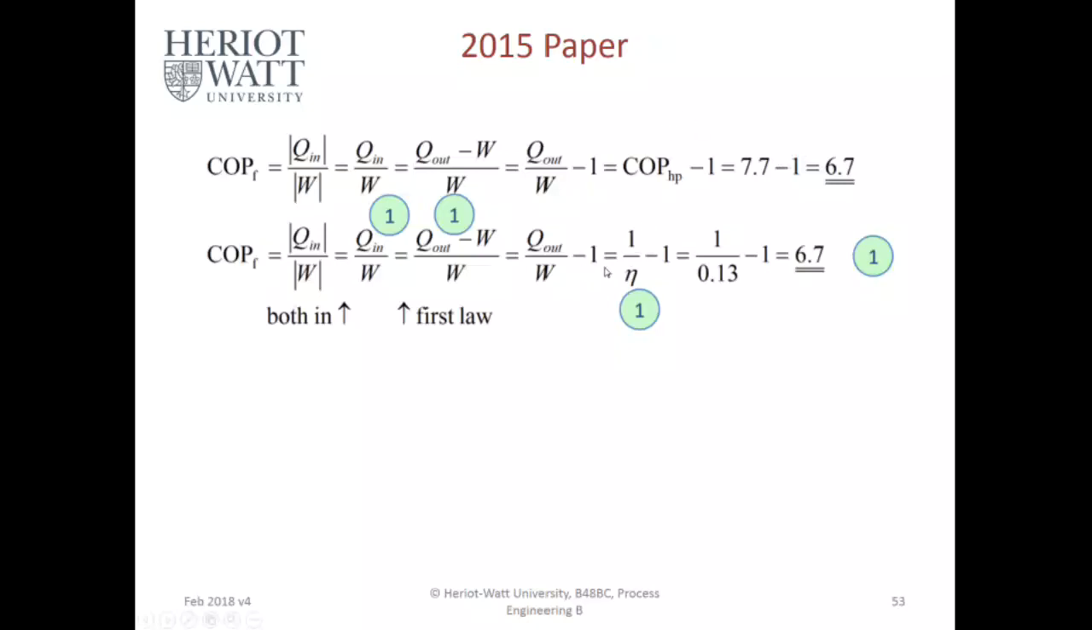But just to prove it again, you know that 1 over efficiency minus 1 equals 1 over 0.13 minus 1 equals 6.7. So do it both ways just as a proof. If you see 4 marks for something like this. But yeah.